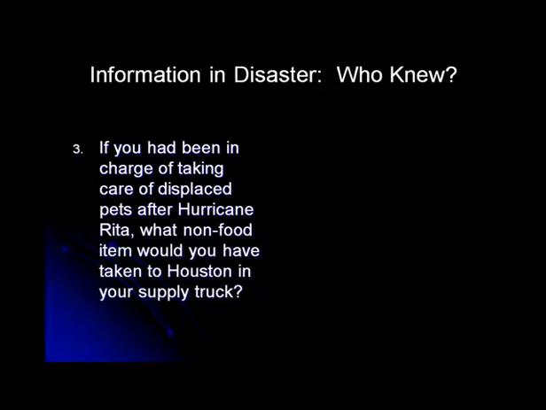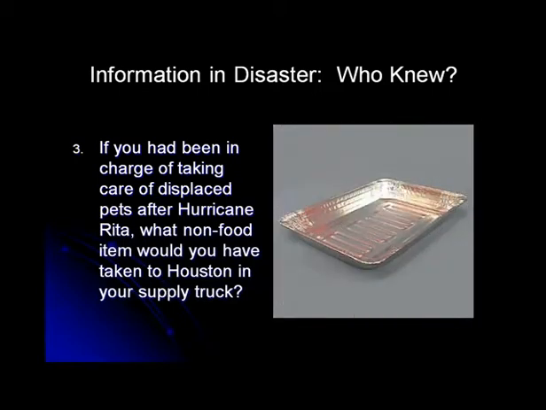All right, now you're the disaster czar. If you'd been in charge of taking care of lost pets after Hurricane Rita, what non-food item would you have shipped to Houston? Non-food item. Well, of course, silly, disposable turkey roasting pans to put the pet food and water in. You were all over that one, weren't you? Not so much. Well, since you didn't know, it's a good thing that the nonprofit Pet Rescue Volunteer Agencies knew.